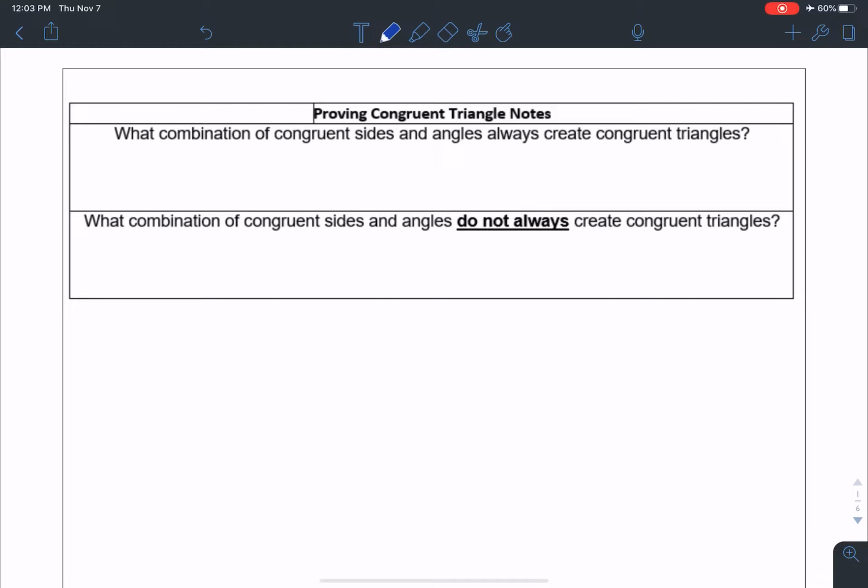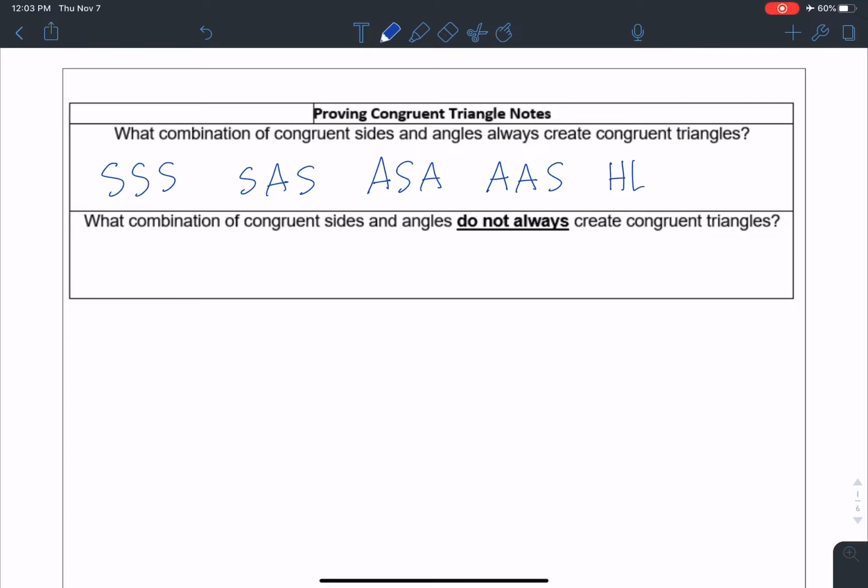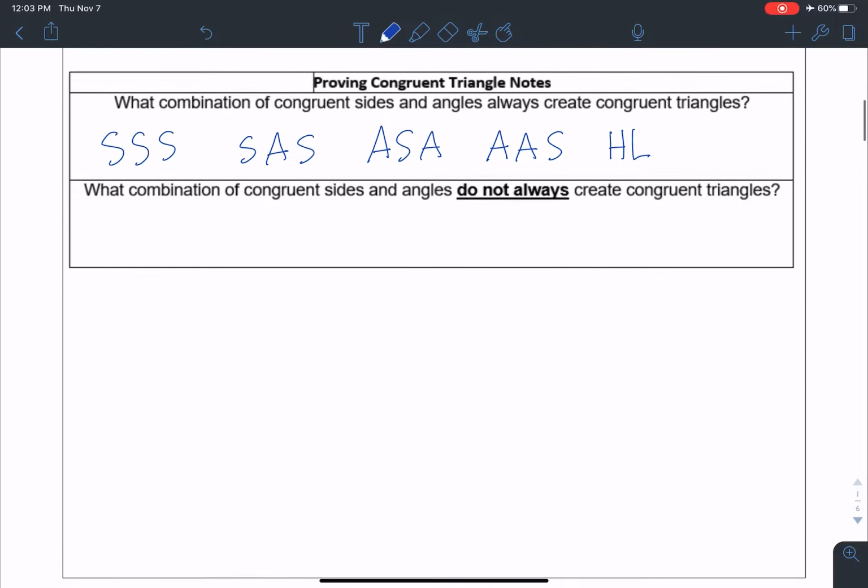So our first one was side, side, side. We also had side, angle, side. We had angle, side, angle. We had angle, angle, side. And we had hypotenuse leg for right triangles.